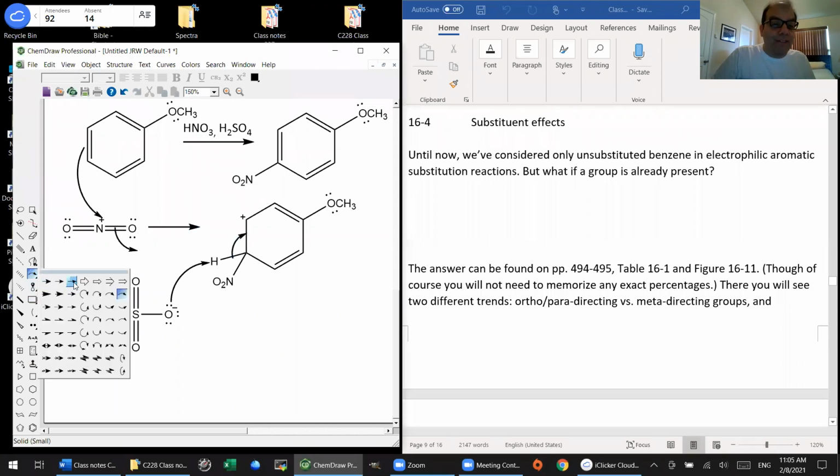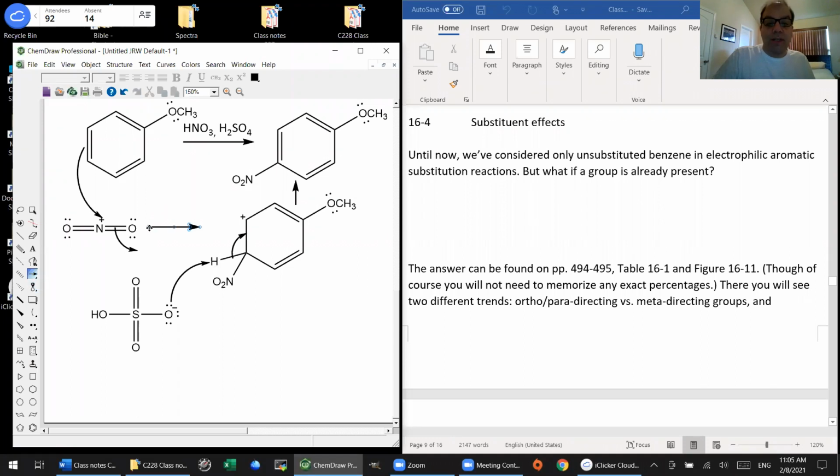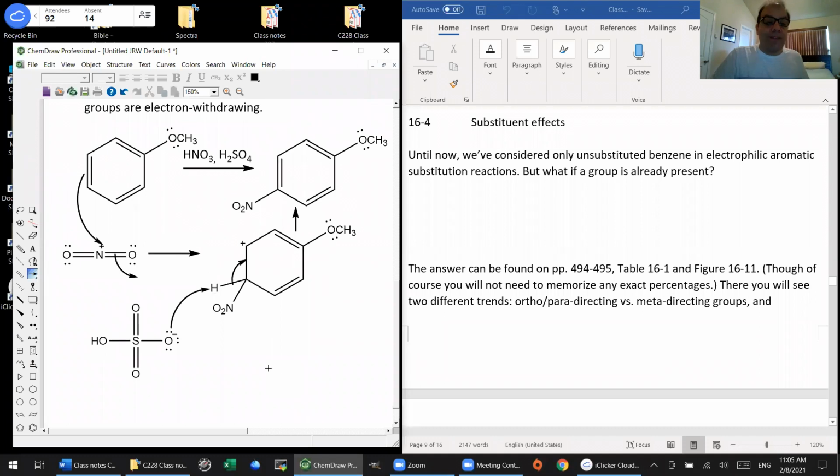So again, the class notes are very explicit about what you have to show. But when it comes to the part of the mechanism that involves putting the nitro group on, that's the way we would do that. So it's the same mechanism. The mechanism hasn't changed at all.